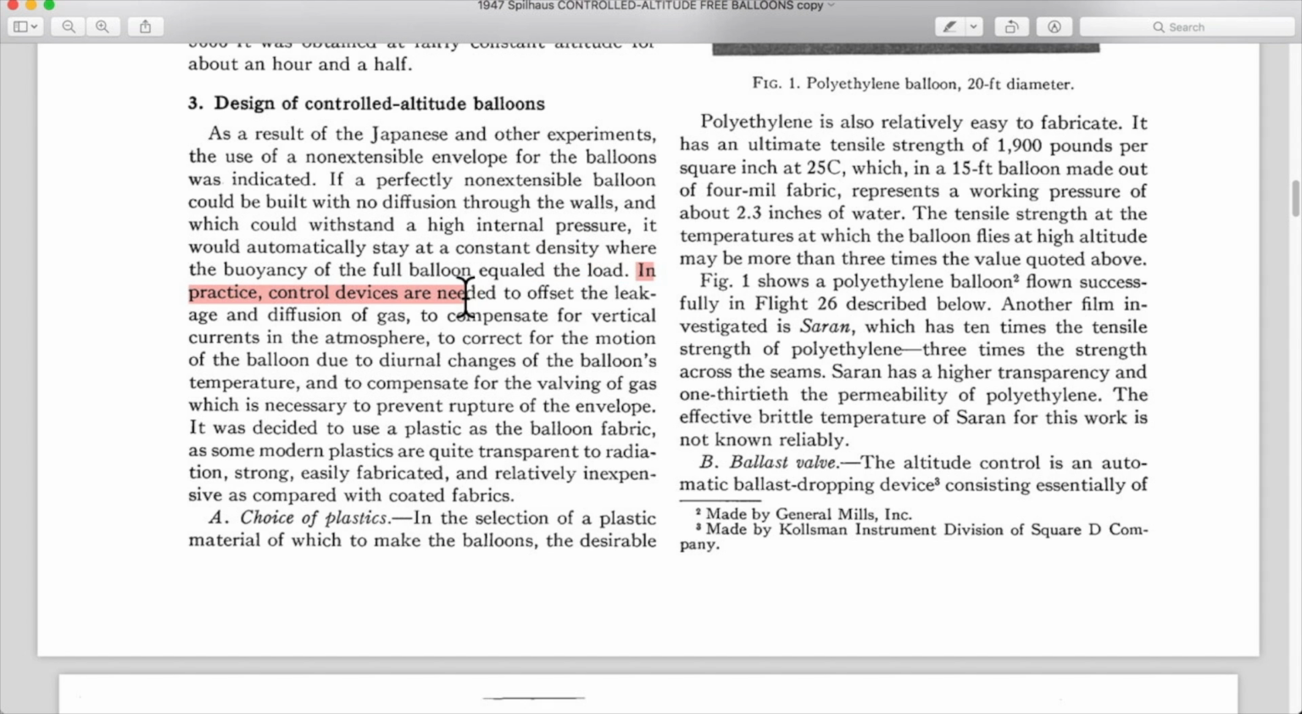In practice, control devices are needed to offset the leakage and diffusion of gas, to compensate for the vertical currents, to correct for the motion of the balloon due to diurnal changes of the balloon's temperature, and to compensate for the valving of gas necessary to prevent rupture of the envelope. Well, that's a lot of things that they are preparing to compensate for.